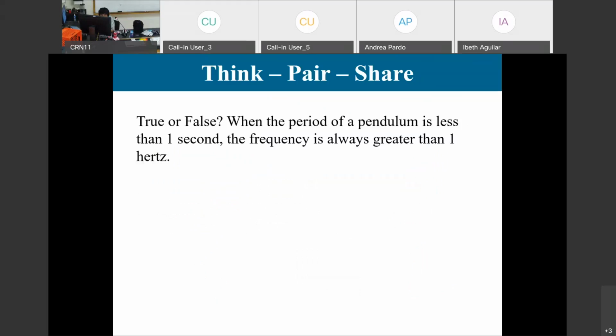Everybody, you're looking at the slides. When the period of the pendulum is less than 1, the frequency is always greater than 1. True or false? When the period of a pendulum is less than 1 second, the frequency is always greater than 1. Anybody? It's true. It's true. Any number less than 1 and greater than 0.